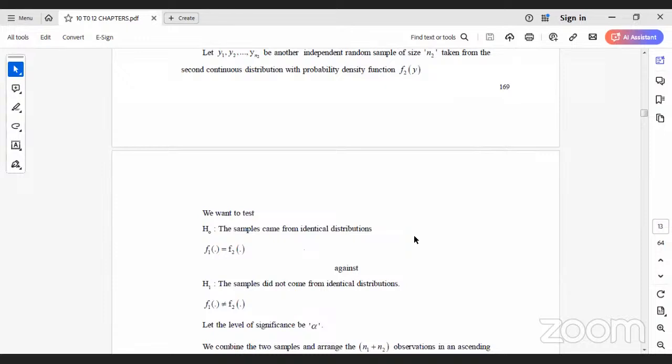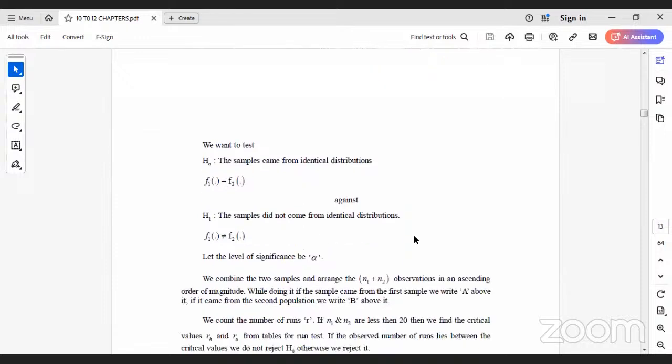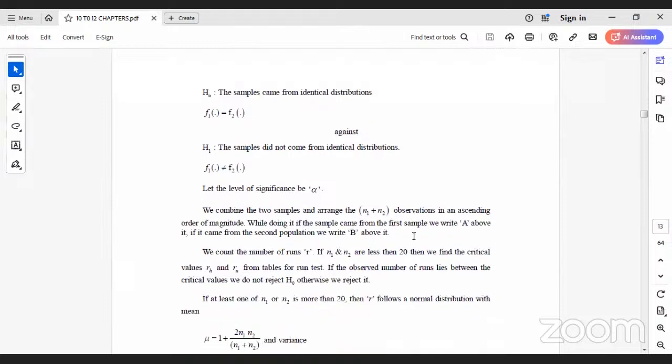We want to test H0: f1 equals f2 against H1: f1 not equal to f2. Let the level of significance be alpha. We combine the two samples into an array of n1 plus n2 observations in ascending order of magnitude. While doing it, we mark A if the observation came from the first sample, and B if it came from the second population.